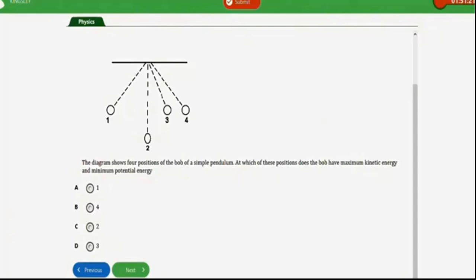So for this particular question, the correct option will be option C, which is 2. The bulb will have maximum kinetic energy and minimum potential energy at the middle bulb. Okay, this middle one here, 2, and the lowest one. So that's it for this question. Let's go to the next repeated question.